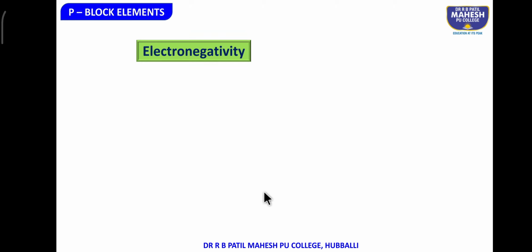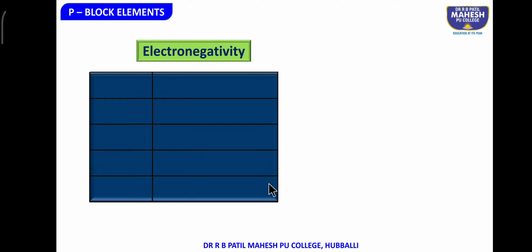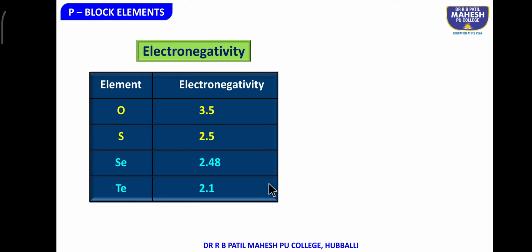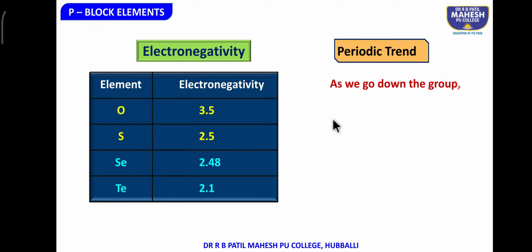Electronegativity. Oxygen is the second most electronegative element present in the periodic table, and electronegativity in a group decreases down the group. So here you can see that down the group, there is a decrease in the electronegativity value. So what is the periodic trend? Down the group, electronegativity decreases.